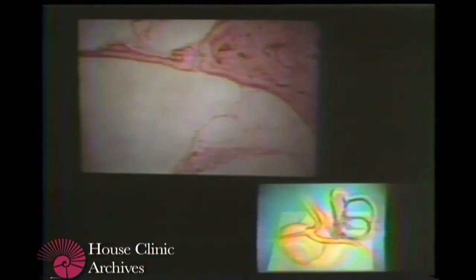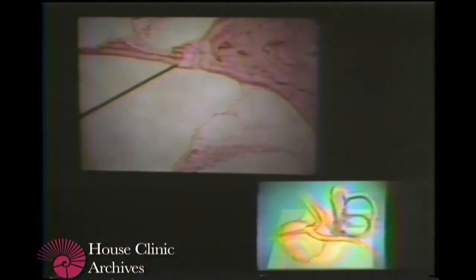This is a horizontal section of the oval window showing the stapes footplate. Notice that it is mostly cartilage. Only this small rim here is bone. This is why a fragmented stapes does not readily heal.